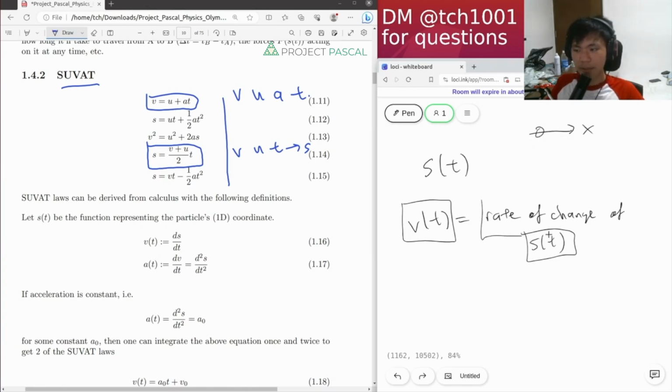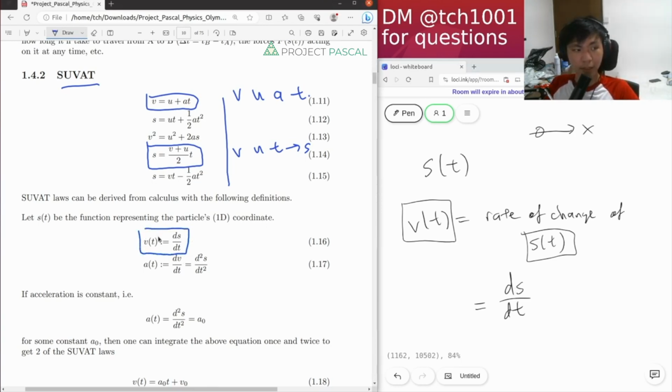Now, how we encode this idea of rate of change of displacement is by using the derivative. We differentiate with respect to time the function describing the displacement of the particle. So mathematically, velocity is the derivative of displacement. Next up, acceleration is the rate of change of velocity with respect to time. So the acceleration is the derivative of velocity. And that also means that acceleration is a double derivative of displacement.